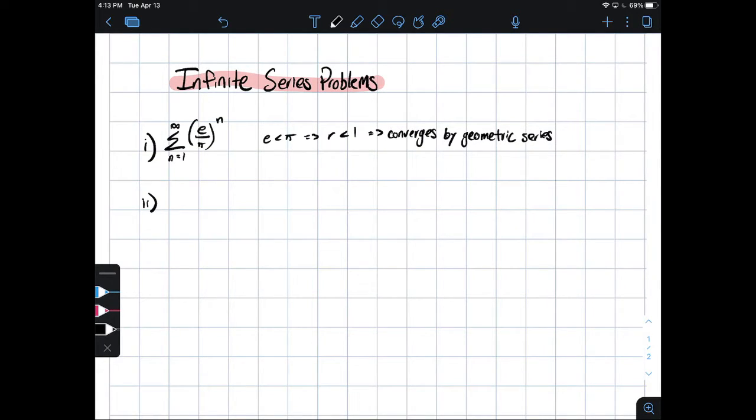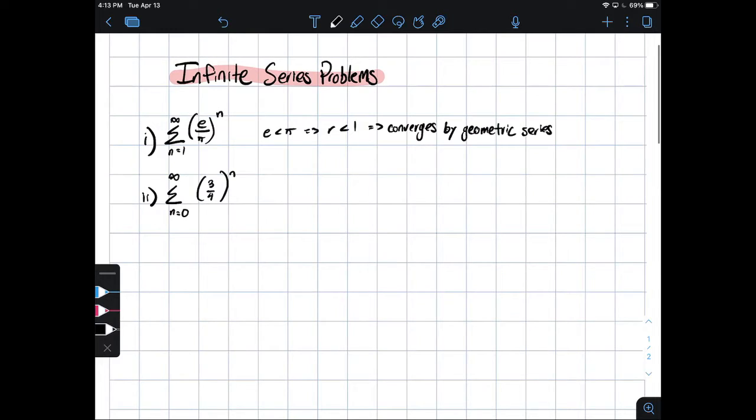Now the second one. So we're going to have the summation from n equals 0 actually to infinity of 3/4 to the nth power.